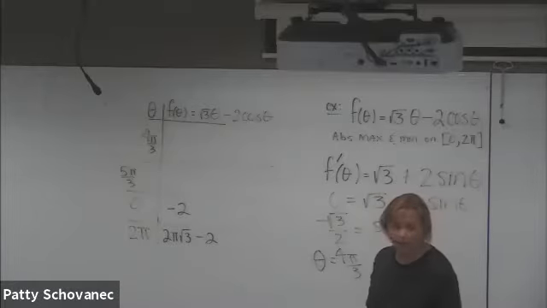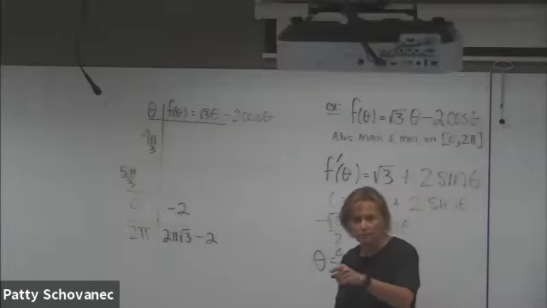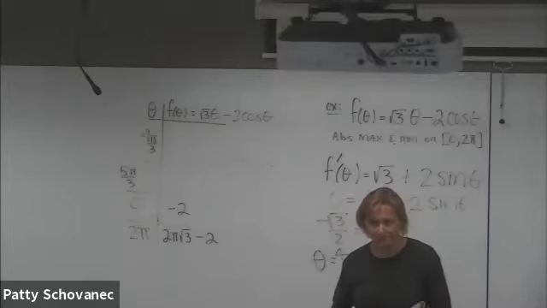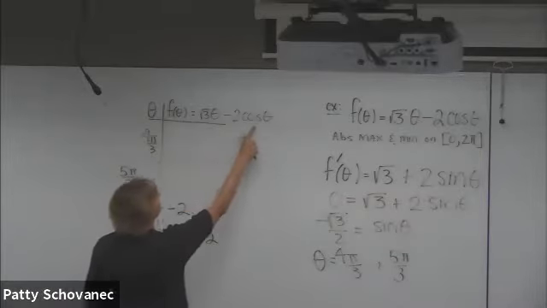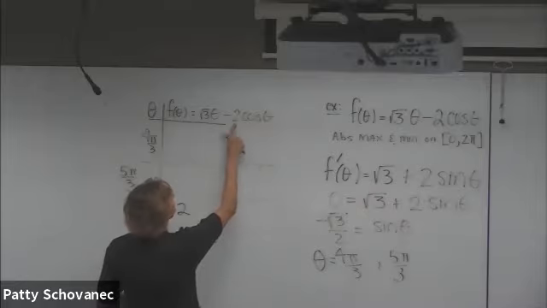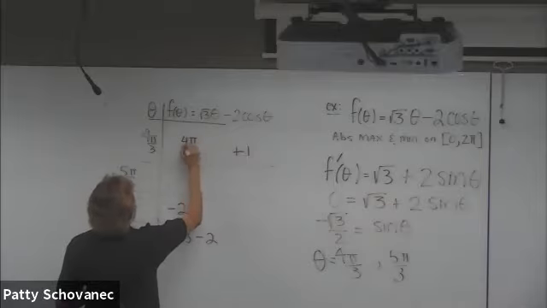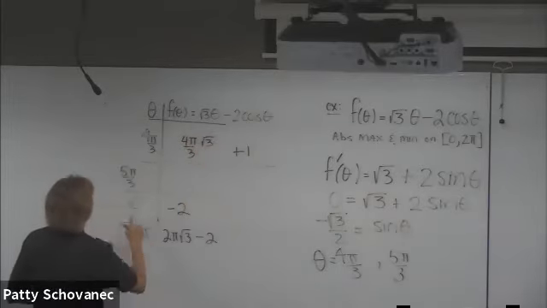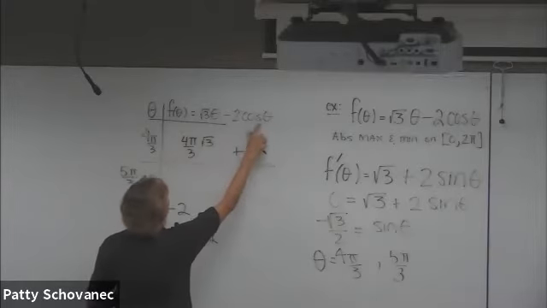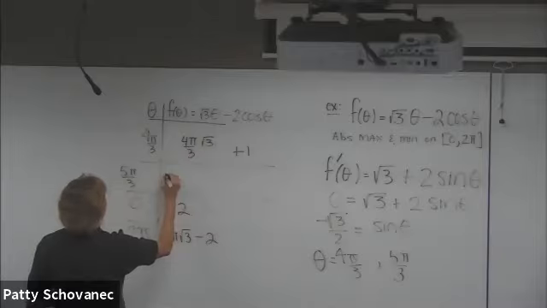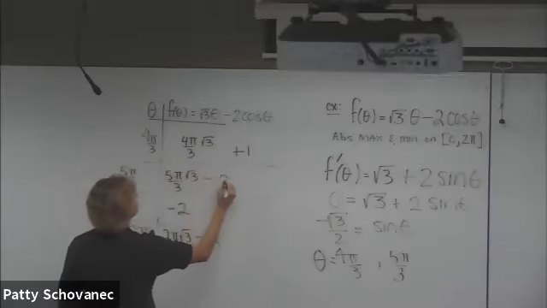Does anybody know the cosine at pi over 3? It's 1/2. In quadrant 3, cosine is negative. So this is a negative 1/2 times the 2 gives me plus 1, and then I have 4 pi over 3 times the square root of 3. Cosine is positive in quadrant 4, so this is going to be a positive 1 back here. So we're going to have 5 pi square root of 3 over 3 minus 2.